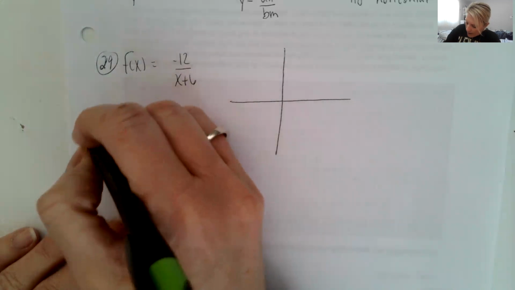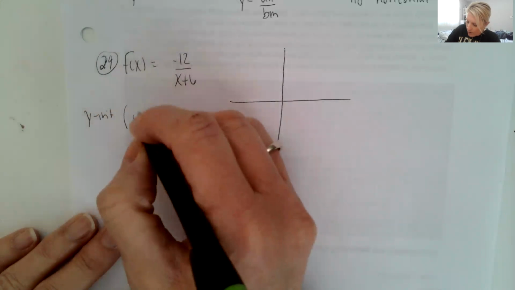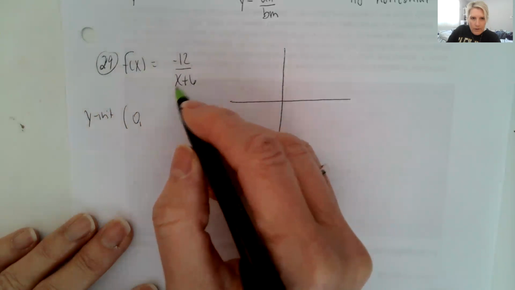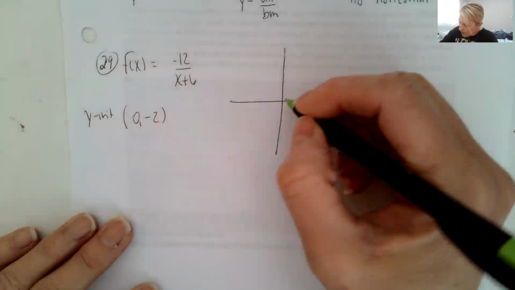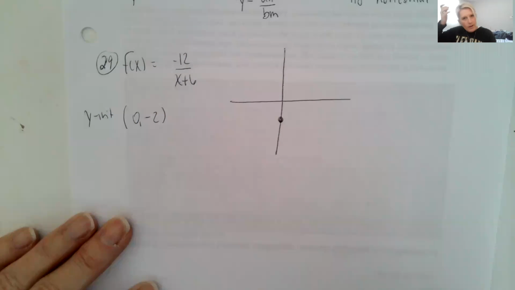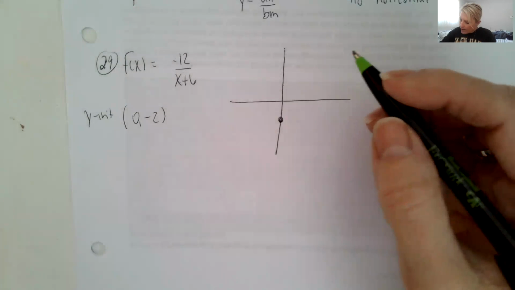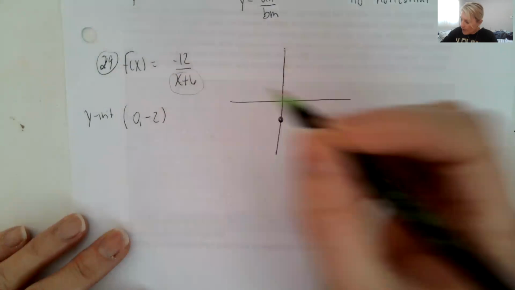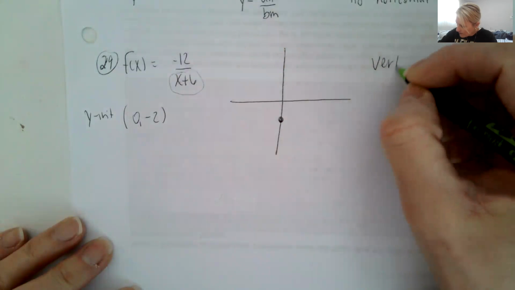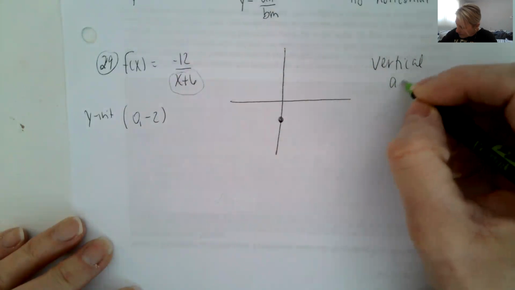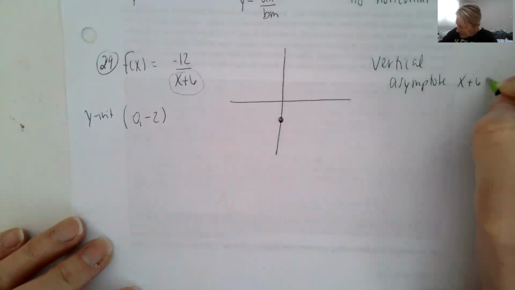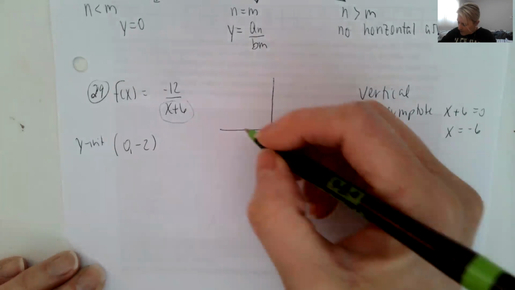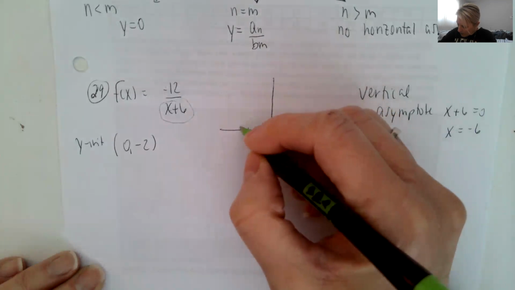So for the y-intercept, we can put 0 in for x. And if we put 0 in for x, we get negative 12 over 6, which is negative 2. So that's one point that we know. Okay, and then that vertical asymptote is where this denominator is equal to 0. So for the vertical asymptote, x plus 6 equals 0. So at x equals negative 6.